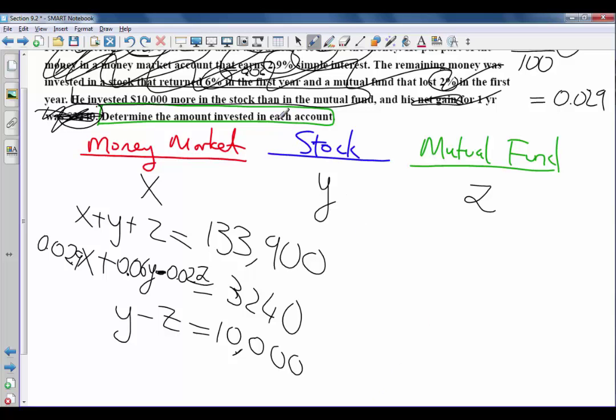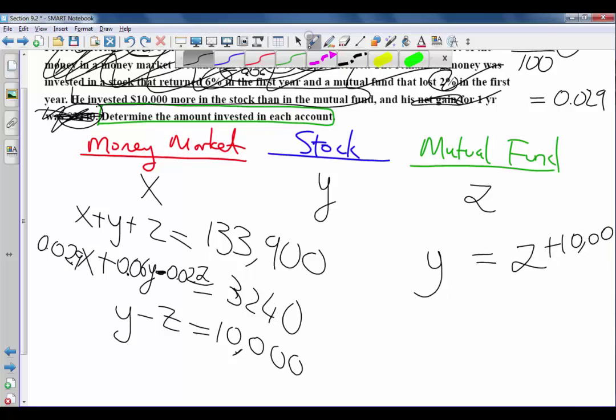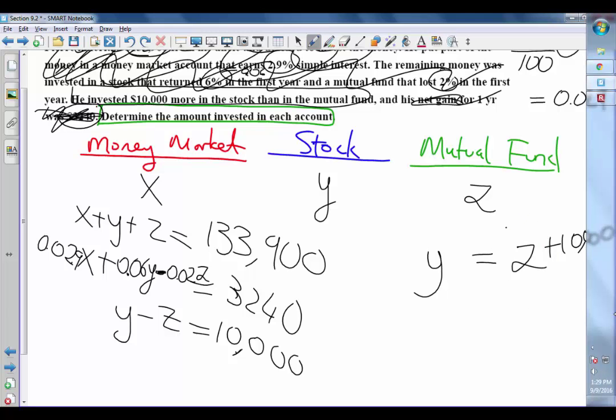The other way is, how much you invest in stocks, Y, how much you invest in mutual funds, Z. Y and Z, right? Just change this. 10,000 more in stocks means stocks money is 10 grand. Oops, a 0 is missing. $10,000 plus the mutual fund. Okay, this is another way to write this equation.